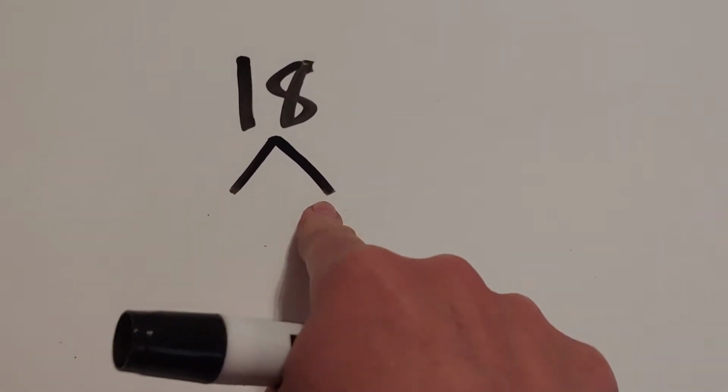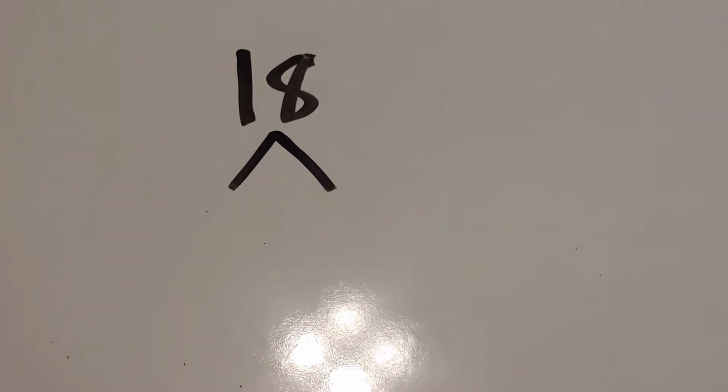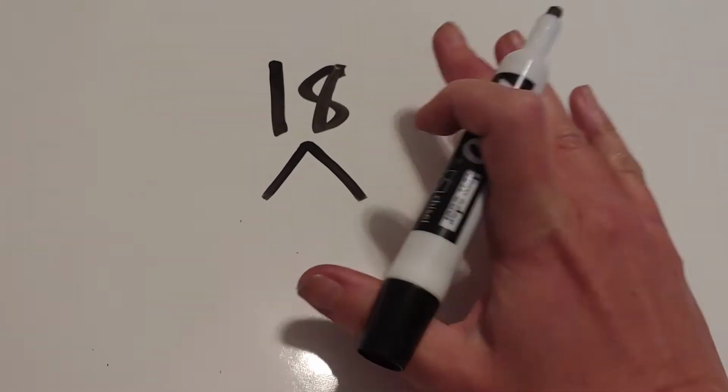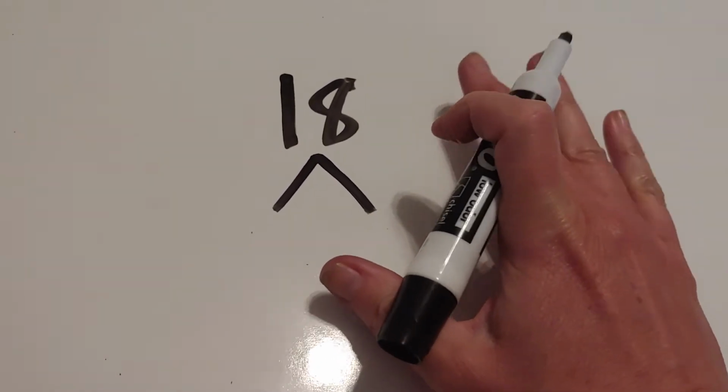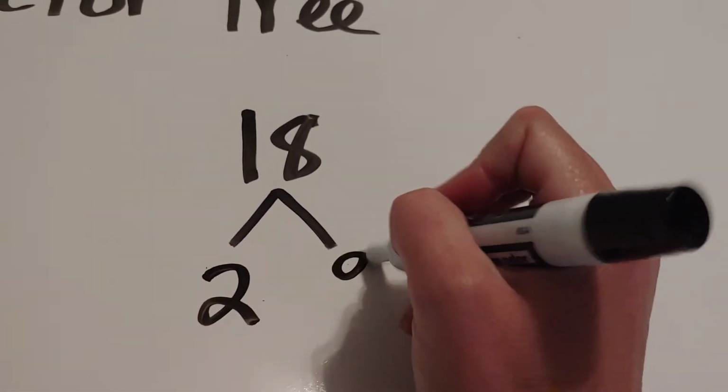I also wrote in my notes that it's an upside down V. Okay. So choose any two numbers that multiply to 18 other than 1 and 18. So I could use 2 and 9 or 3 and 6, whichever ones you want to do. So let's say you thought 2 and 9.